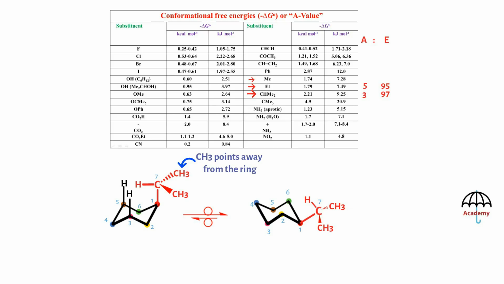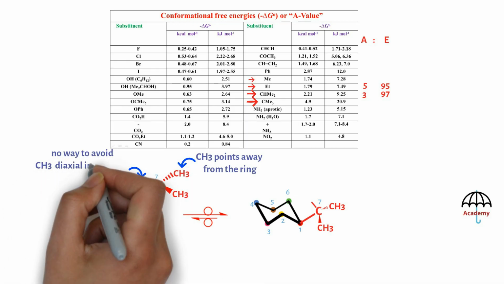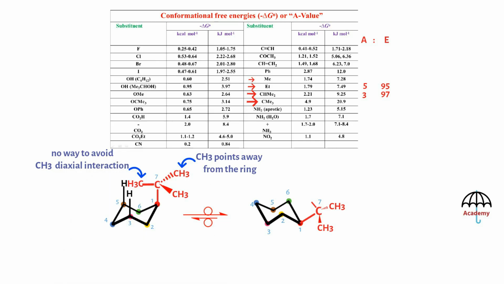For tertiary butyl group, the energy difference is around 5 kilocalories per mole. This is because, even though two methyl groups point away from ring, the third one has no option but to point onto the ring. So that, there is no way to avoid the CH3 diaxial interaction with axial hydrogens at C3 and C5. This energy difference corresponds to the ratio of 99.97 to 0.03 for equatorial to axial. Thus, equilibrium favors the equatorial conformer so much that the tertiary butyl group is effectively locked in the equatorial position.